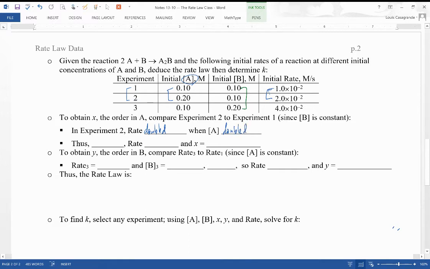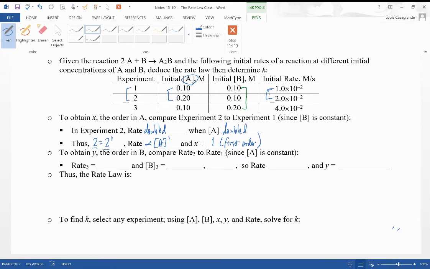So if you think about that mathematically, what do you have? You have the rate is equal to the concentration. The change in the rate, doubling, is equal to the change in the concentration to the first power. So what that means is that the rate is proportional to the concentration of A to the first power. And so x equals 1, and that's a first order reaction.